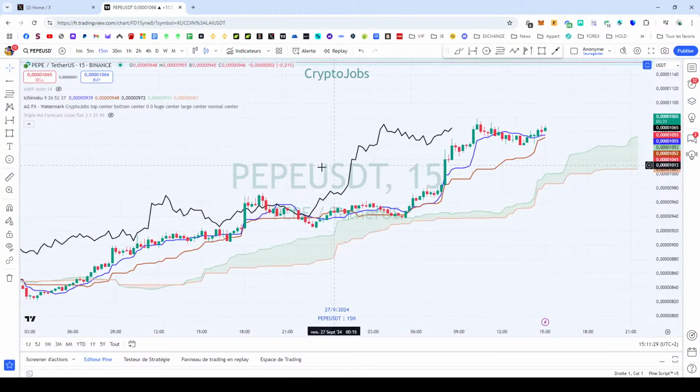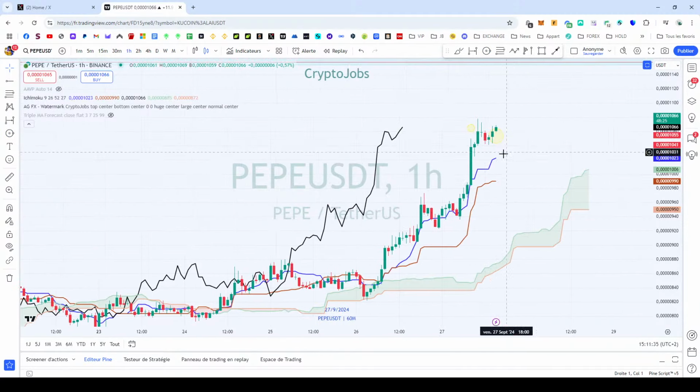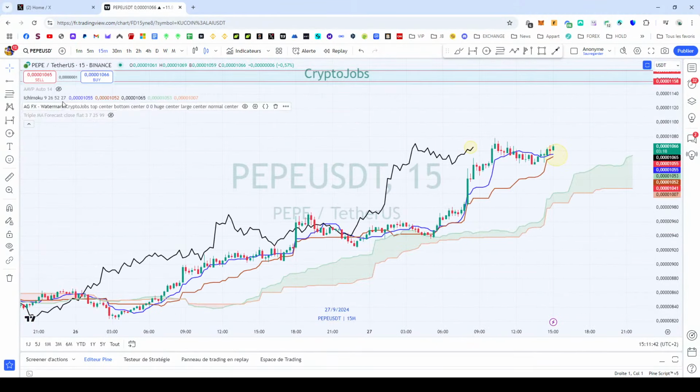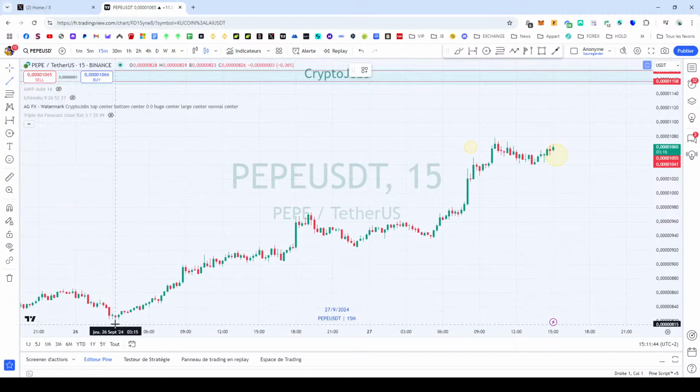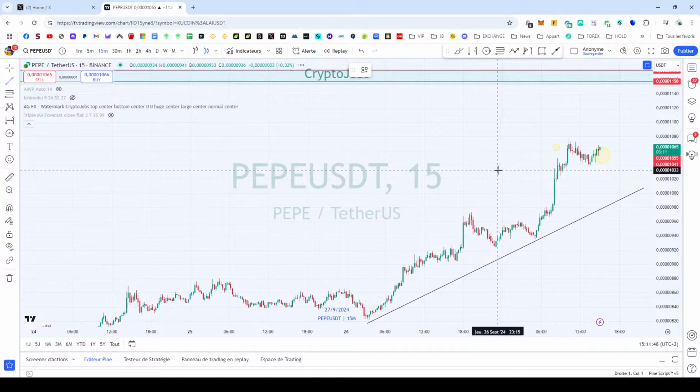I won't try to short right now because the uptrend is pretty strong. If you look at the 15 minute, the H1, all the lines keep moving upward and supporting the price. So you should follow the trend. It's very easy to earn if you focus on the main trend.